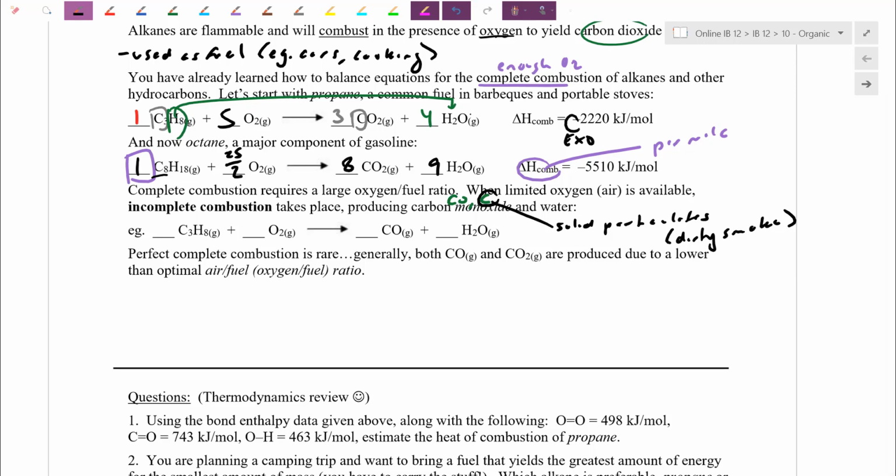So that could be a multiple choice question. Well, what if I have incomplete combustion? What could I expect to see? Just note that aside from the CO2, you might see CO, a poisonous gas, or carbon.